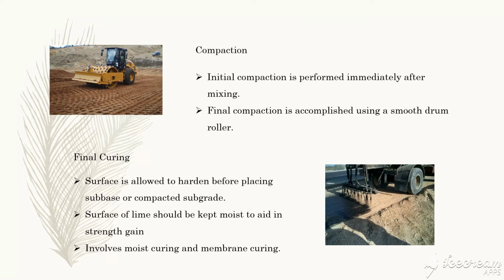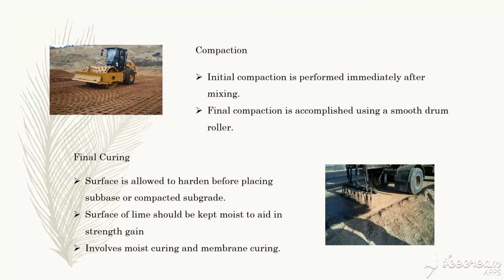Next is the process of compaction. There will be the initial compaction and the final compaction of the soil. The initial compaction is performed immediately after mixing by using a sheepsfoot type roller or a vibratory pad foot roller. Final compaction is accomplished using a smooth drum roller. Next is the process of final curing. Before placing the next layer of subbase, the compacted subgrade should be allowed to harden until loaded dump trucks can operate without rutting the surface.